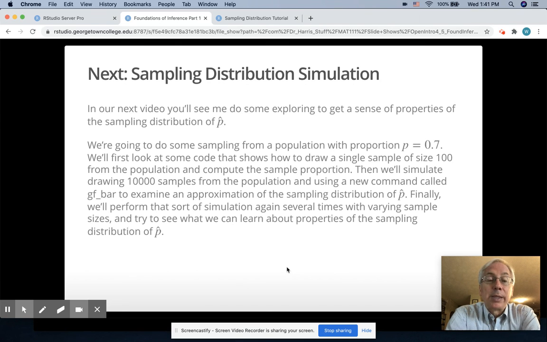And toward the end of that slideshow, we're going to vary the sample size. First, we're looking at sample size 100, but we're going to make the sample sizes larger, and we'll see what we can learn about various properties of the sampling distribution based on looking at sampling distributions for a variety of different sample sizes. So with that, I'm done with this video for now. We will go and look at our simulation activity.